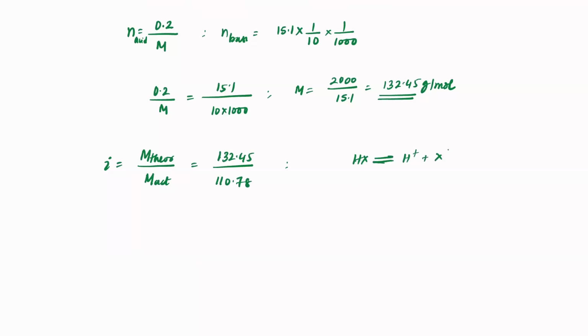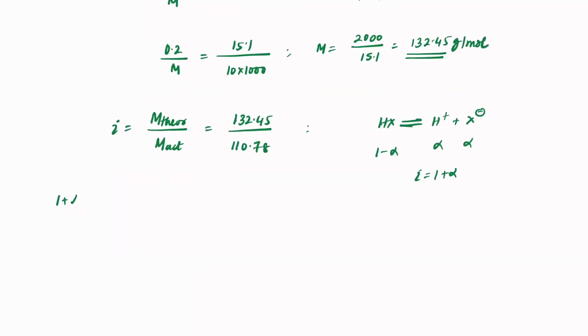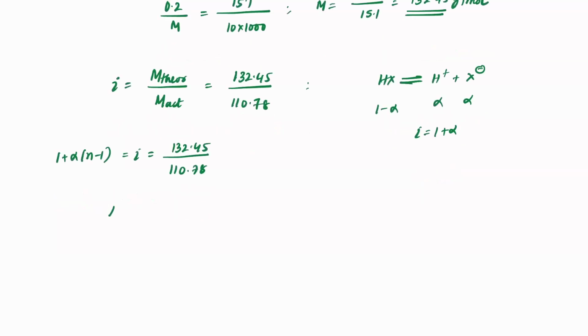So I can write it as 1 minus alpha, alpha, and alpha, and i will be equal to 1 plus alpha. Hence, I can say 1 plus alpha, which is the value of i, is equal to 132.45 upon 110.78. Hence, the alpha value comes out to be 0.196 or approximately 0.2. So percentage dissociation is equal to 20 percent.